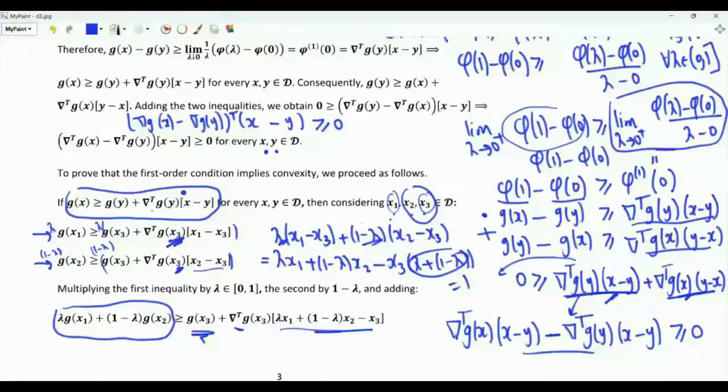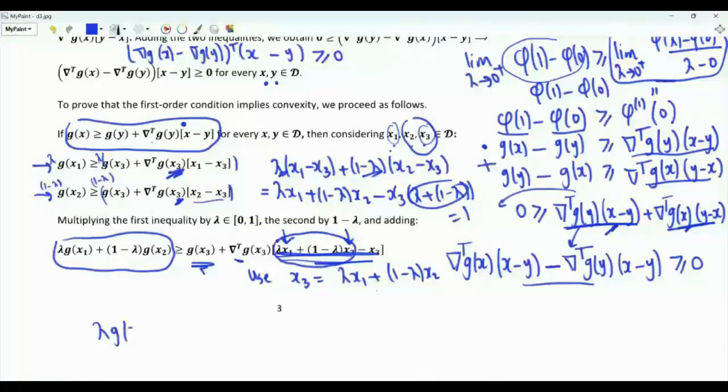Because function g has a domain that is a convex set, if x1 is in the domain, x2 is in the domain, any convex combination is in the domain. The point lambda x1 plus 1 minus lambda x2 is in the domain of function g. What we can do is to use x3 equal to lambda x1 plus 1 minus lambda x2. When we do this, this becomes the all-zero vector.